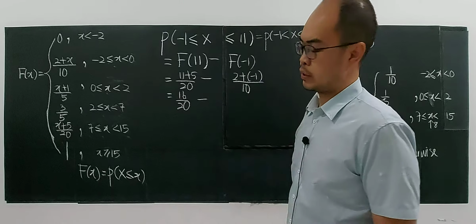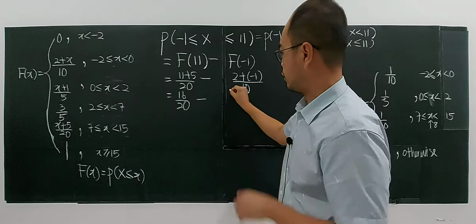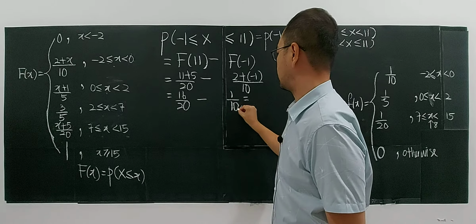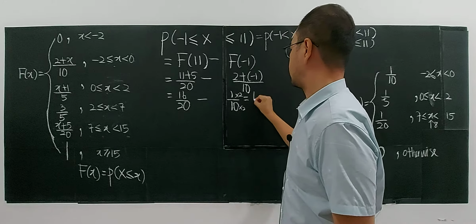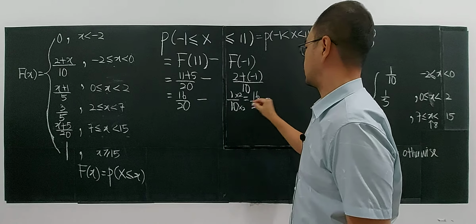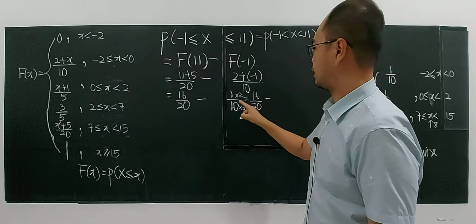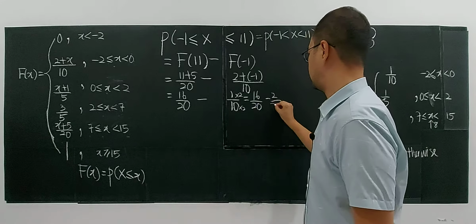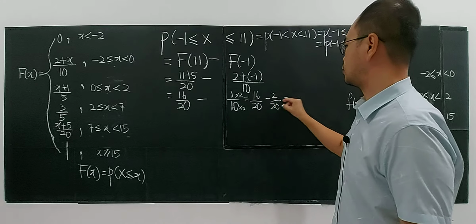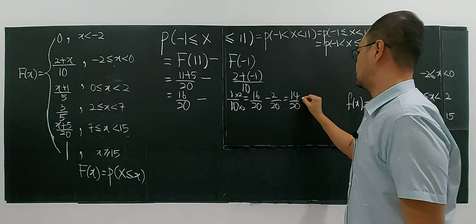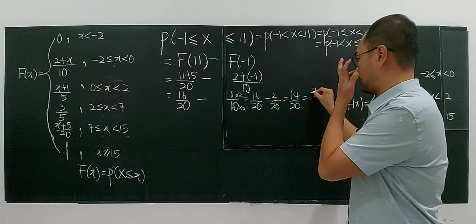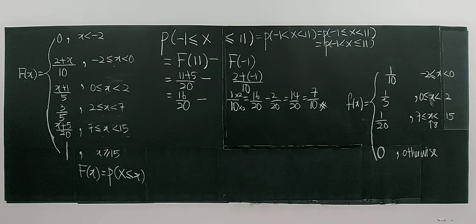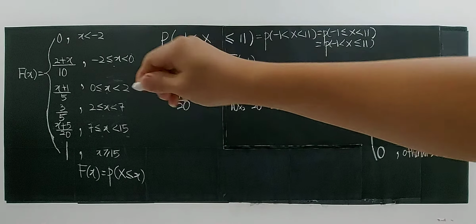So 2 minus 1, you have 1 over 10. Multiply by 2, you have 2 over 20. Then 16 over 20 minus 2 over 20, 16 minus 2 gives 14 over 20, which is 7 over 10, as your probability, 0.7. So it's very easy if you're using the cumulative.